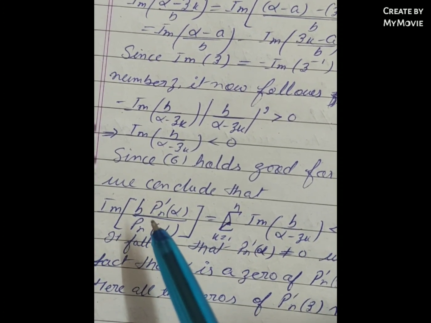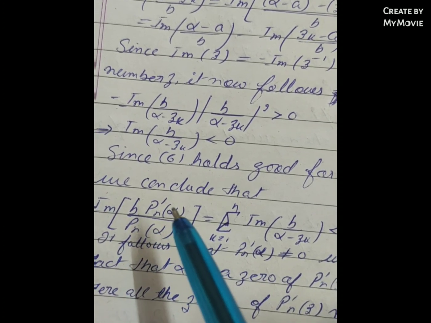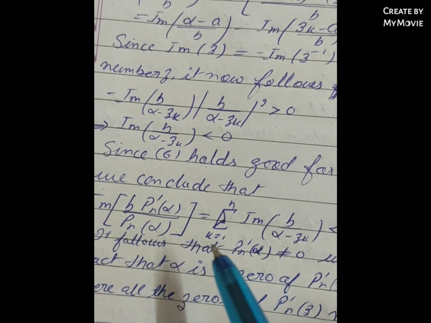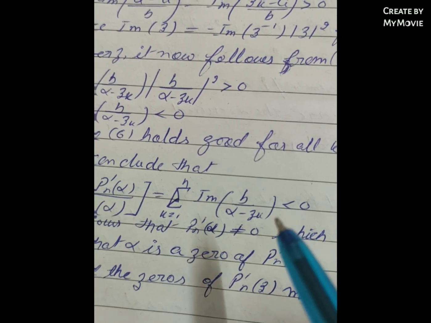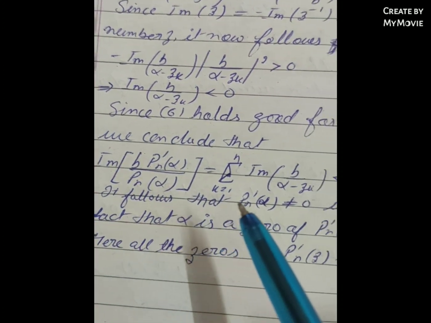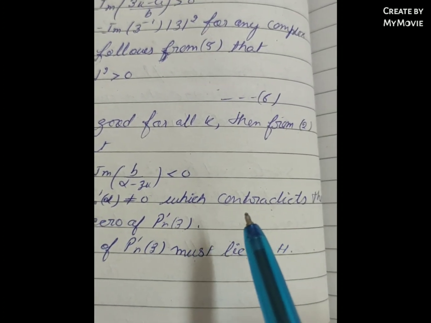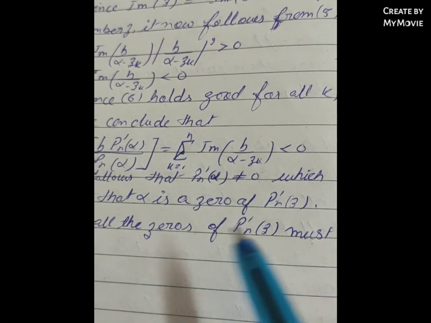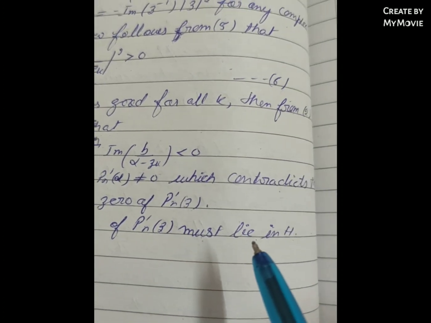the imaginary part of b times P_n'(alpha) upon P_n(alpha) is equal to the sum over k from 1 to n of the imaginary part of b upon (alpha minus zk), which is less than 0. It follows that P_n'(alpha) does not equal 0, which contradicts the fact that alpha is a zero of P_n'(z). So all the zeros of P_n'(z) must lie in H.